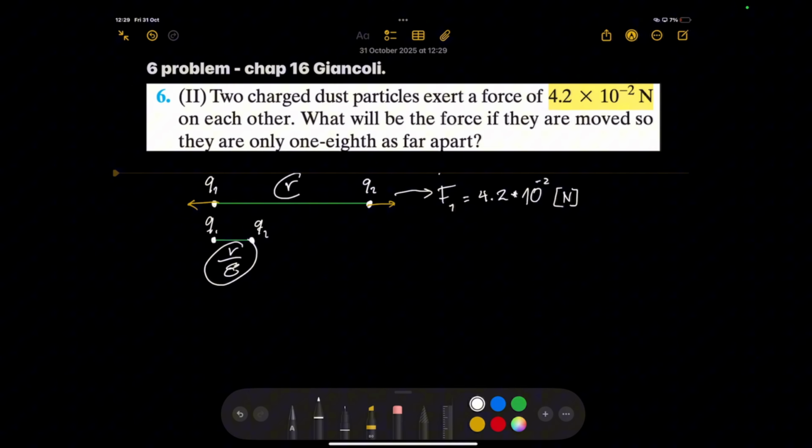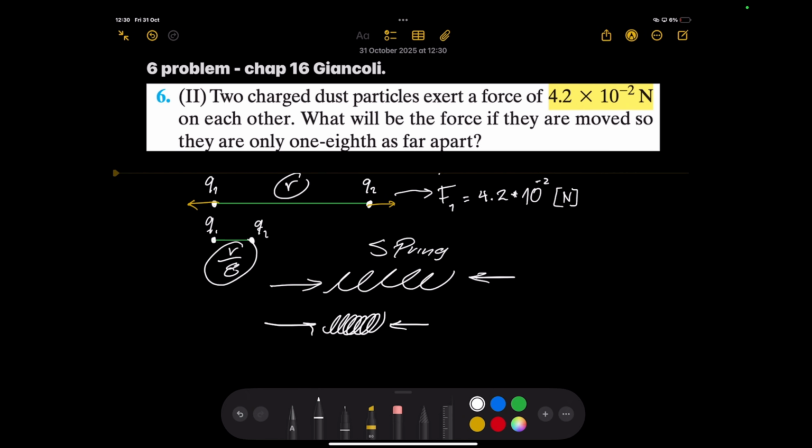So I just want you guys to think about it. Do you think that the force is gonna increase or decrease? Come on, take a couple seconds to think about it. And yes, the force will be much bigger. So think about this. You have a spring and you're using your fingers to compress it. What will happen if you compress the spring even more? The force that you need to apply would be much bigger. So it's the same thing happening in this case.